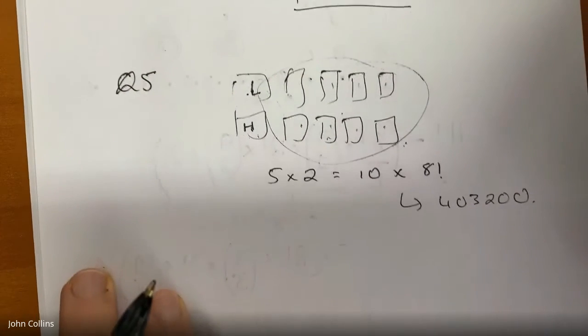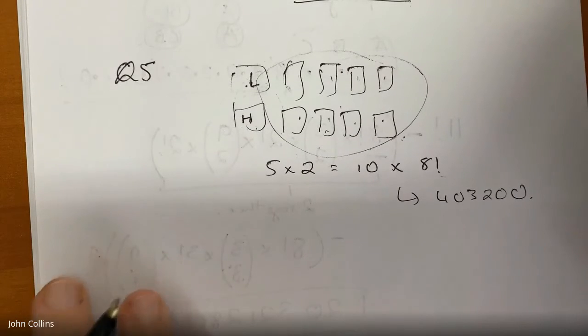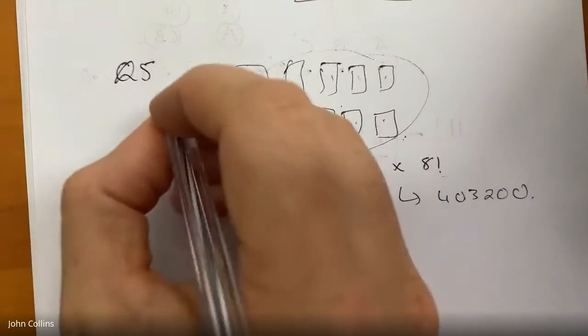Okay. What was your answer? 5 factorial times 2? No. I can't remember what your answer was. What was your thinking here, or do you totally agree with me now?